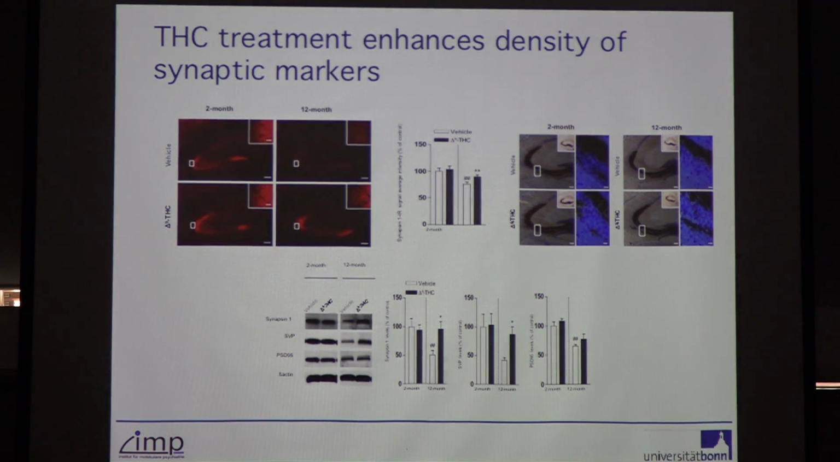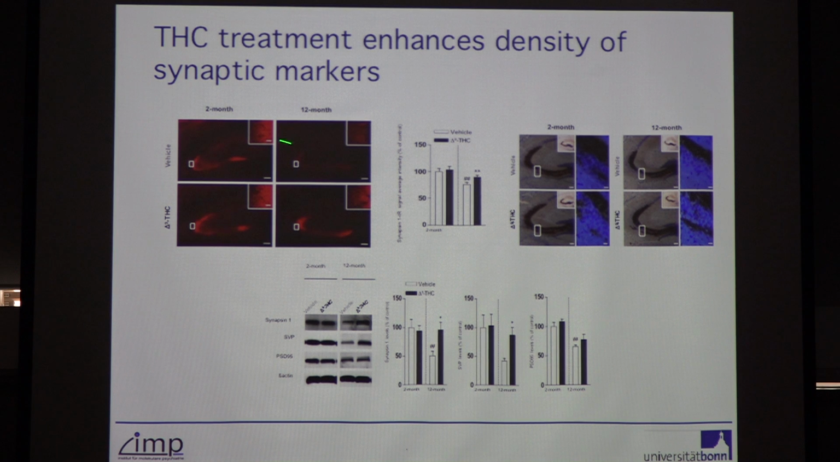But we wanted to know what's going on with the brains of these mice. So the first thing that we looked for was synaptic markers. And we show you here synapsin staining in the hippocampus. Synapsin is a presynaptic marker that declines as the animals grow older, so they make less synapsin. And in THC-treated mice, we found basically a rescue of this loss of synapsin expression. So if you quantitate it, we get more synapsin immunostaining in the brains of these animals.